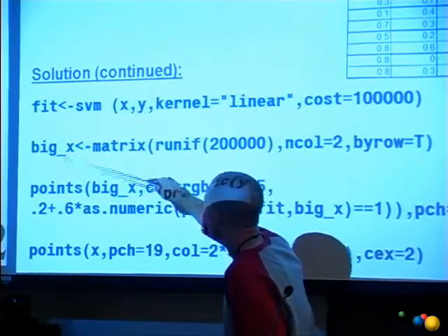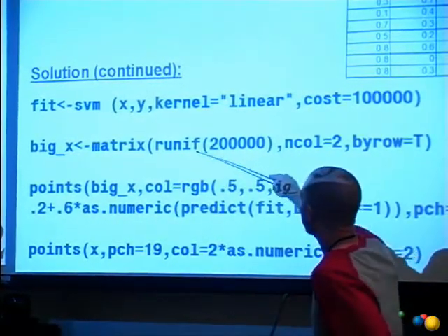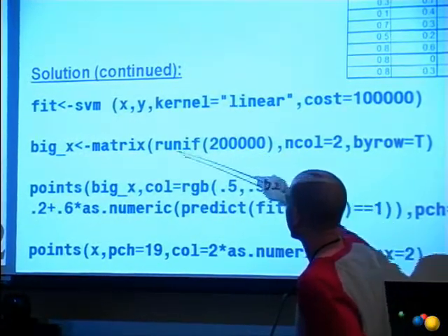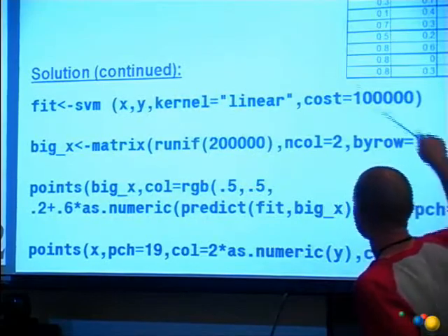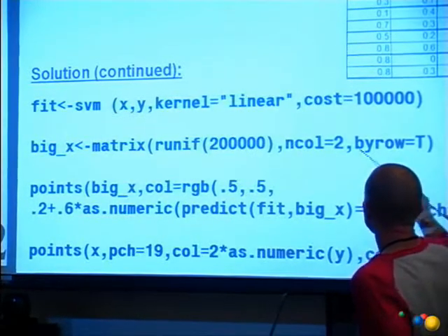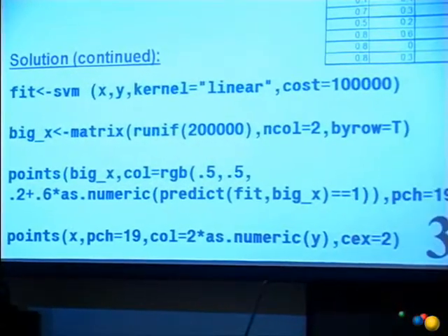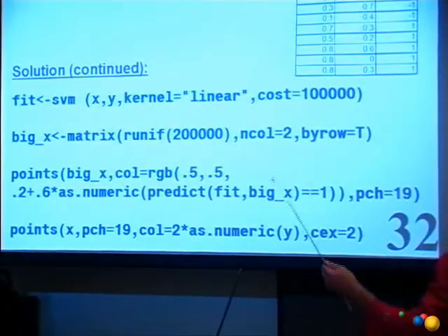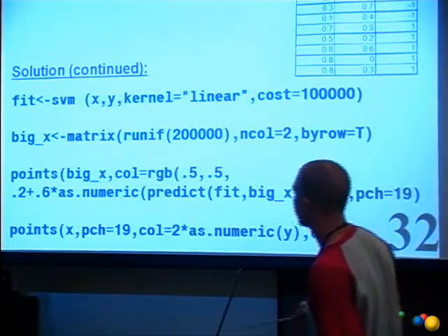So I'm just going to create a whole bunch of random x's, right? runif(200000). This will give me 200,000 random uniform values; runif defaults to 0 to 1, which is where this data lives. 2 columns, and just fill by row. That doesn't really matter. So I'm just getting two columns of 100,000, a whole bunch of x's. I'm just trying to fill up the space so then I can color it in. How am I going to color it in?